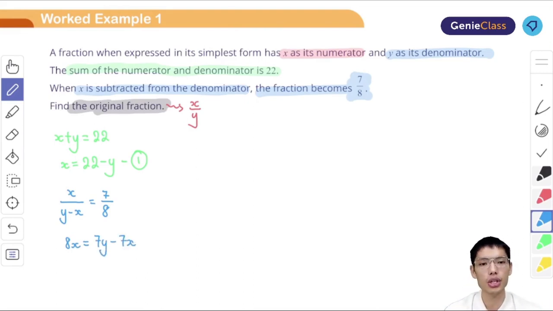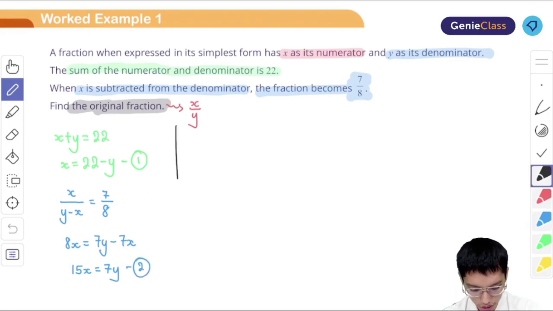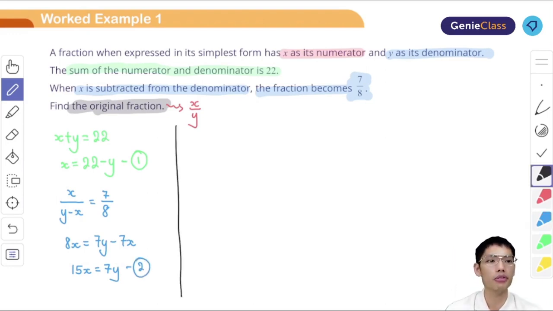Again, coming to this equation, I will want to simplify as much as I can to get what I want. In this case, I will have 15x equals 7y. And that is my equation number 2. Now, based on this method it is quite clear, but let me bring it down to the floor. Which method will be more preferable to you guys? Elimination or substitution?